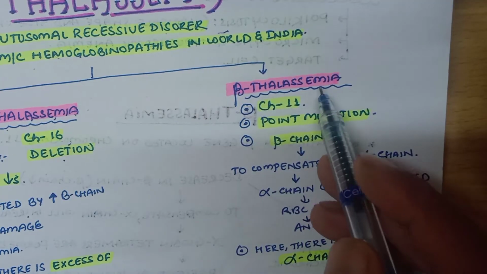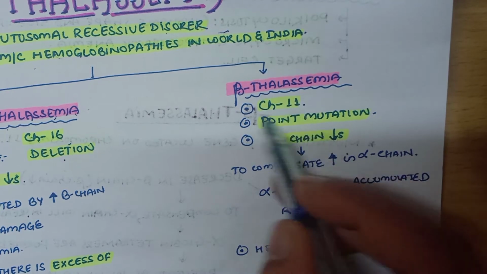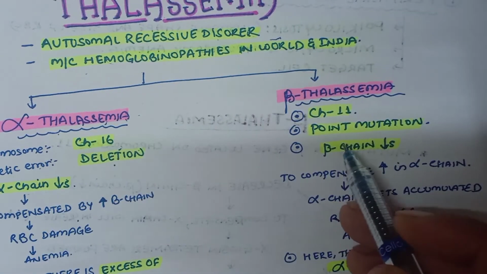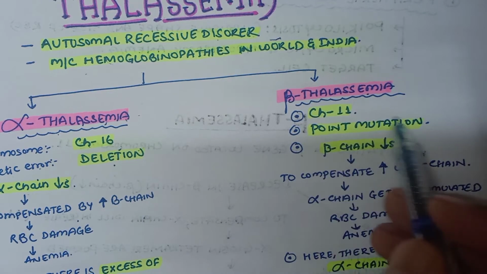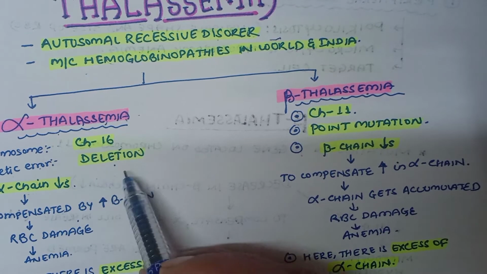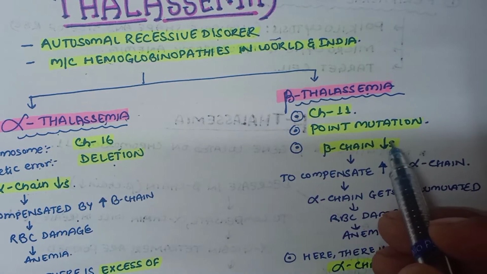In beta thalassemia, there is a mutation in the beta gene, which is located on chromosome number 11. And the most common genetic error is point mutation, whereas in alpha thalassemia it was deletion.